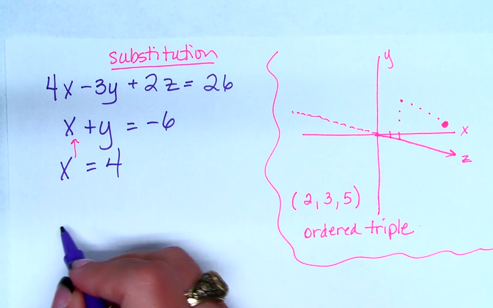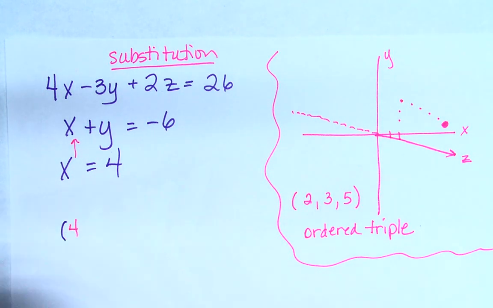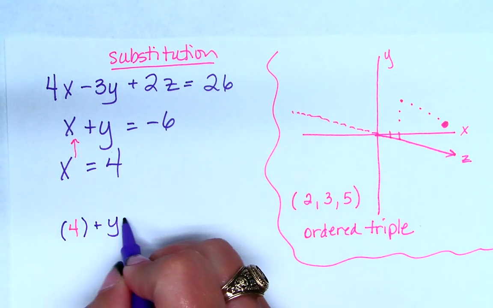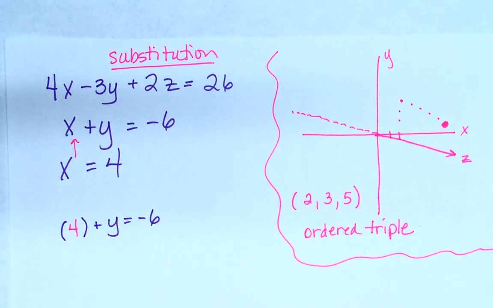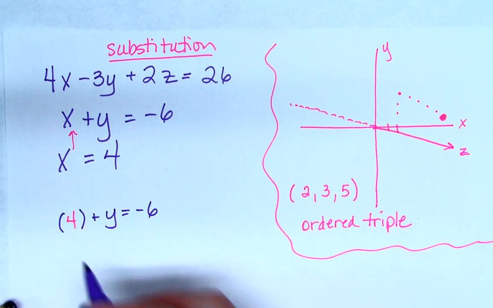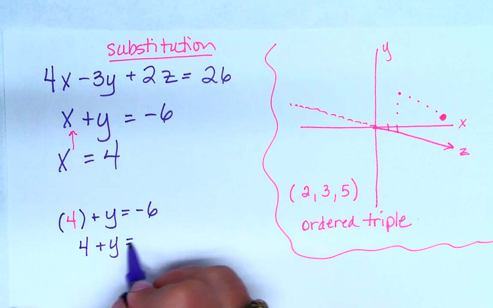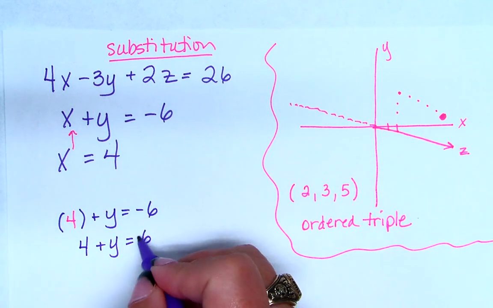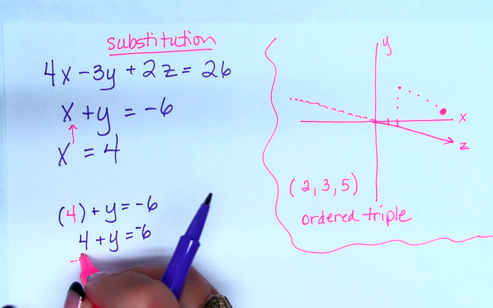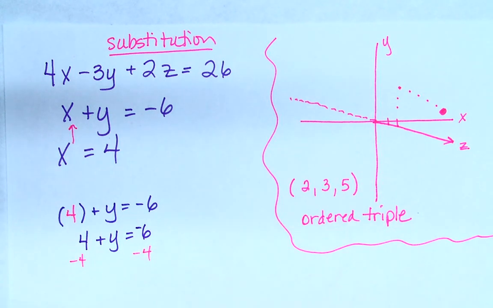So I have x, which is 4, plus y equals -6. So 4 plus y equals -6. How do I solve for y? Subtract 4 from both sides. So what does y equal? Negative 10. Oh, so I have x and y, so that's my answer. Dang it. What do I need? I need the z. So how am I going to find the z?